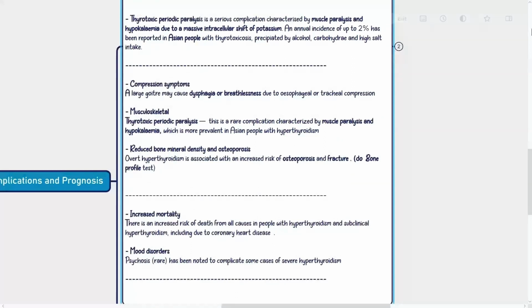Musculoskeletal: thyrotoxic periodic paralysis. This is a rare complication characterized by muscle paralysis and hypokalemia, which is more prevalent in Asian people with hyperthyroidism, reduced bone mineral density, and osteoporosis. Overt hyperthyroidism is associated with an increased risk of osteoporosis and fracture. Do bone profile test. Increased mortality: there is an increased risk of death from all causes in people with hyperthyroidism and subclinical hyperthyroidism, including due to coronary heart disease. Mood disorders: psychosis, rare, has been noted to complicate some cases of severe hyperthyroidism.